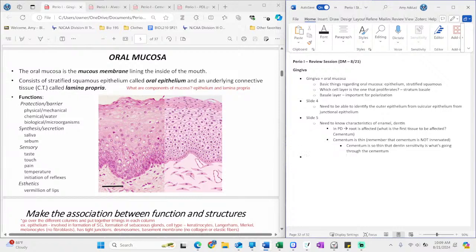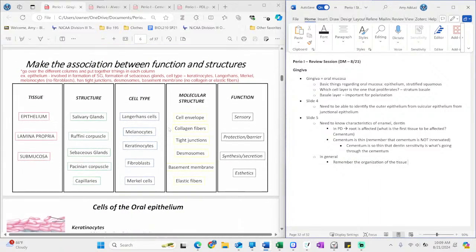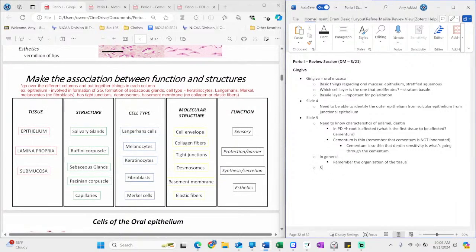Okay, regarding the oral mucosa, in general, you need to remember the organization of the tissue as it is, and also which cells are responsible for different functions in the epithelium, for example. So remember, the Langerhans cells are going to be important for you when you are working on gingivitis. Because what is the role of the Langerhans cells? Anybody remembers? Antigen presenting cells. So periodontal disease always starts as a gingivitis.